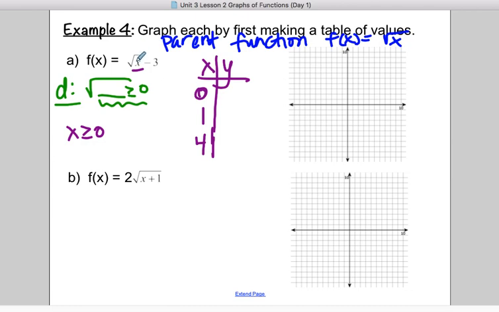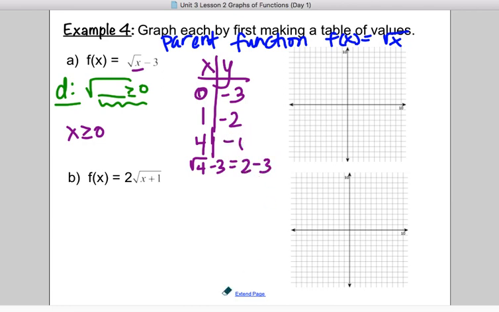So if I plug in 0, I really have the square root of 0 minus 3. The square root of 0 is 0. 0 minus 3 is negative 3. Okay, here, square root of 1 is 1. 1 minus 3, negative 2. If I plug in 4, square root of 4 minus 3 equals 2 minus 3, so negative 1. Okay.